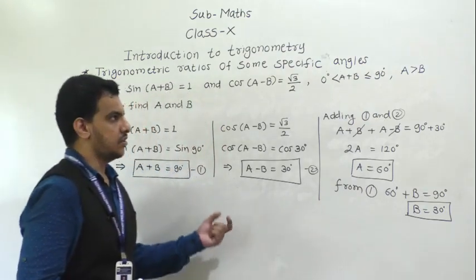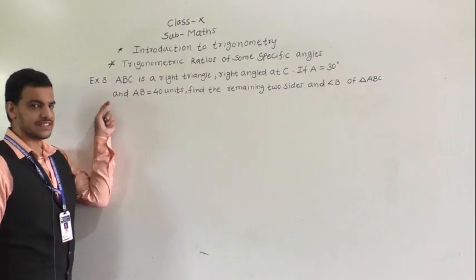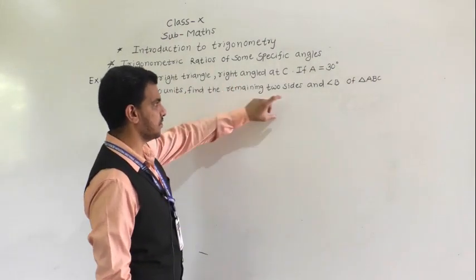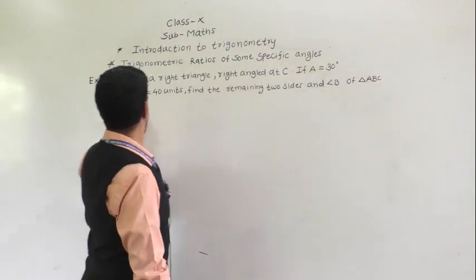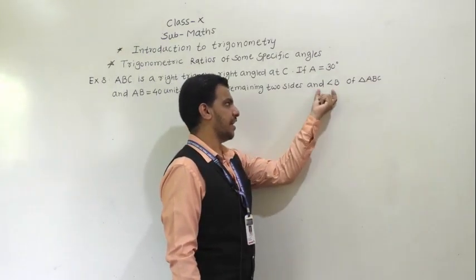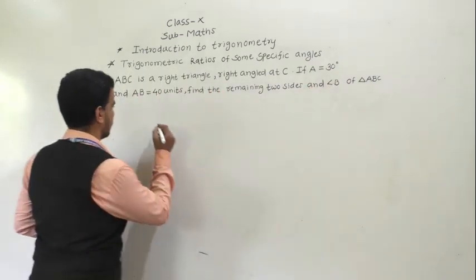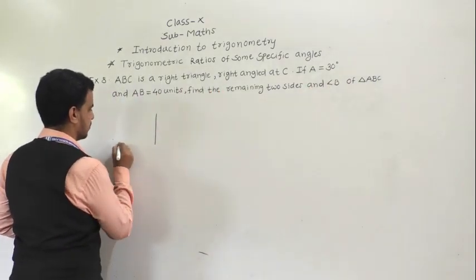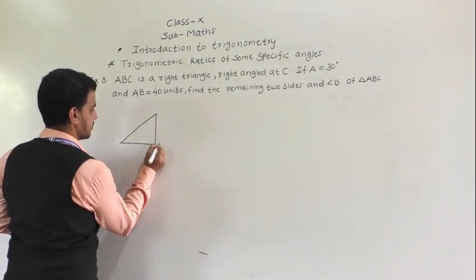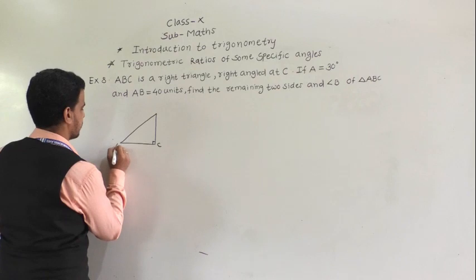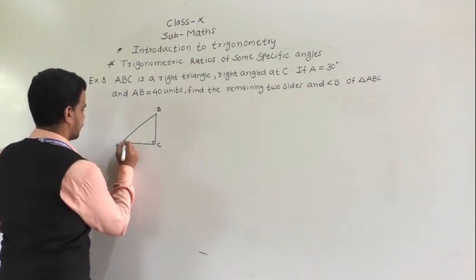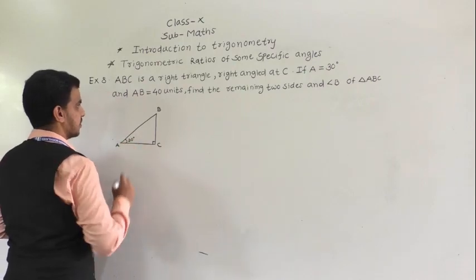Okay, now we will take the next one. The next example is: ABC is a right triangle, right angle at C. If angle A is 30 degrees and AB is equal to 40 units, find the remaining two sides and angle B of triangle ABC. So what is given first? ABC is a right triangle, right angle at C. Suppose this is A and this is B. Angle A is given as 30 degrees, so this angle is 30 degrees.